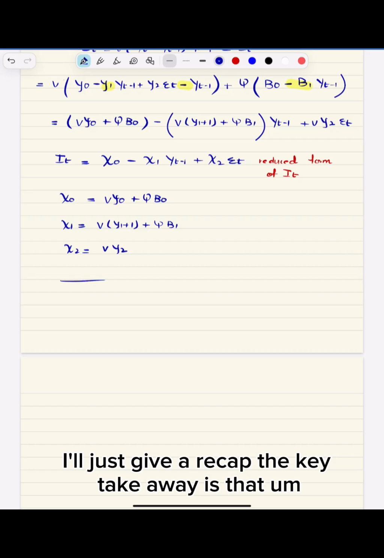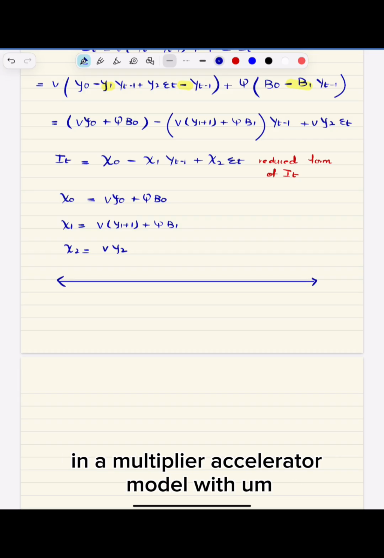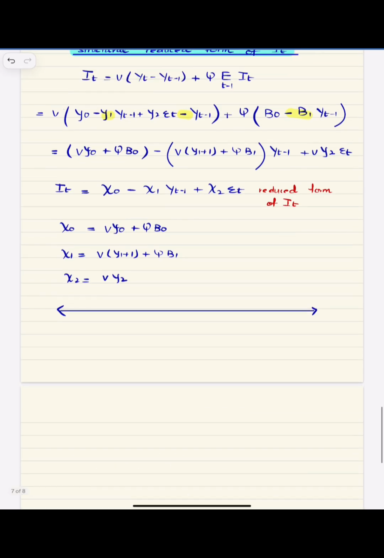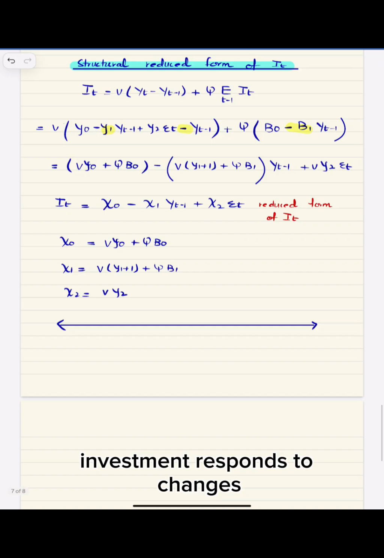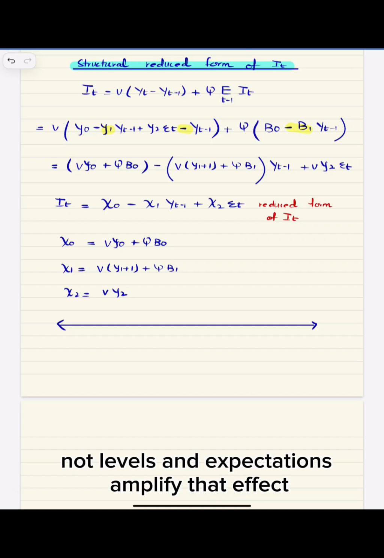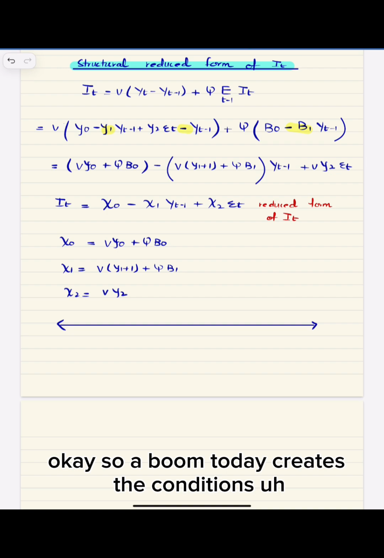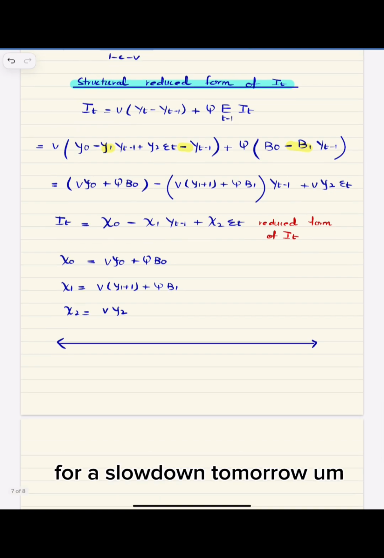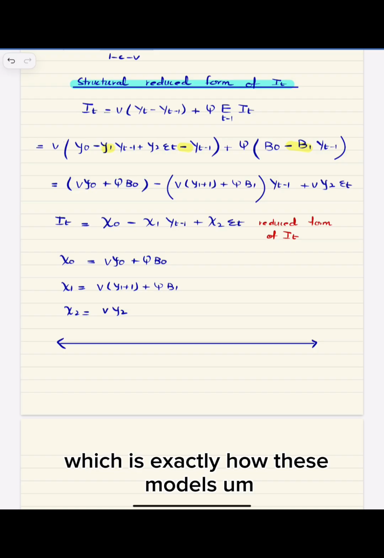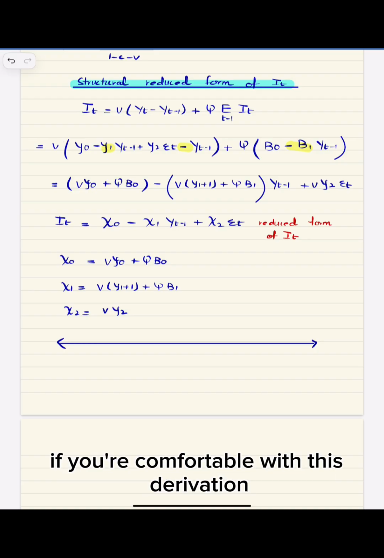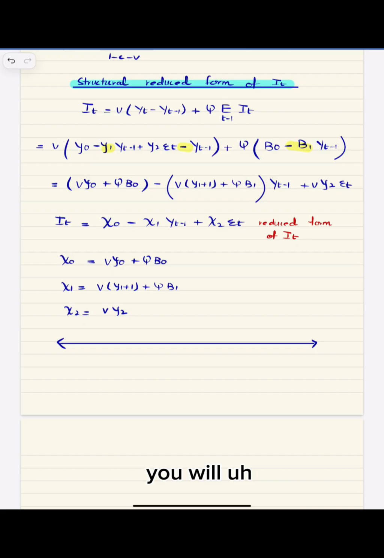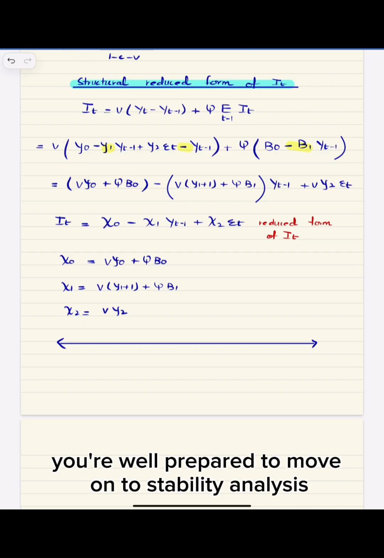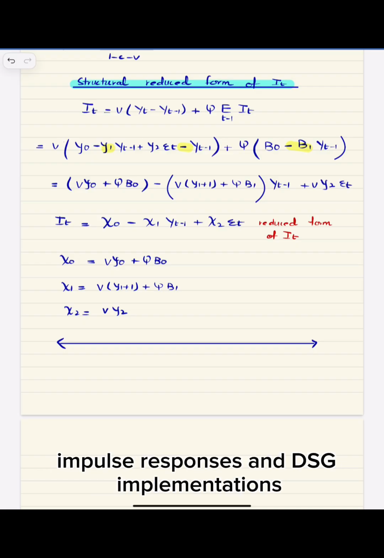I'll just give a recap. The key takeaway is that in a multiplier accelerator model with rational expectations, investment responds to changes, not levels, and expectations amplify that effect. So a boom today creates the conditions for a slowdown tomorrow, which is exactly how these models generate cyclical dynamics. If you're comfortable with this derivation, you're well prepared to move on to stability analysis, impulse responses, and DSGE implementations.